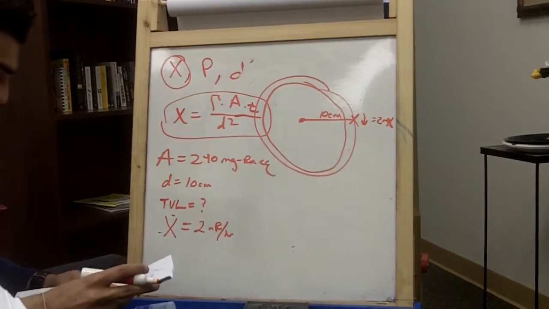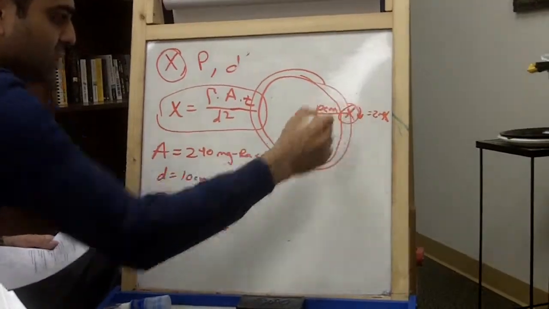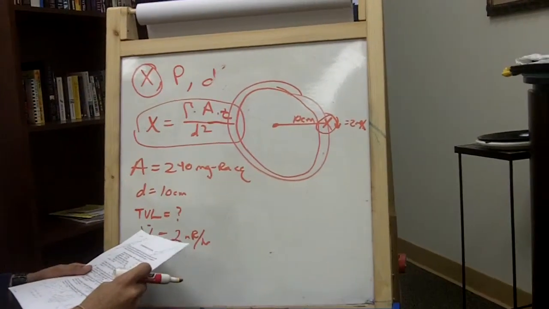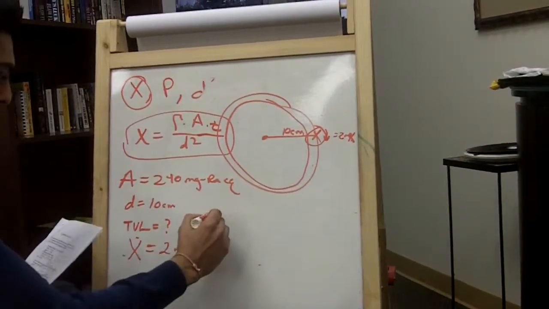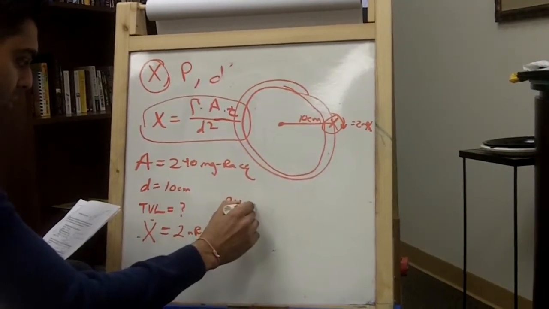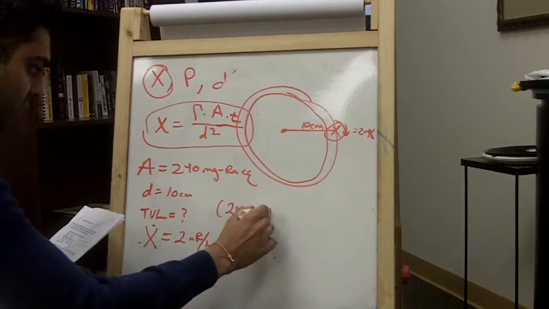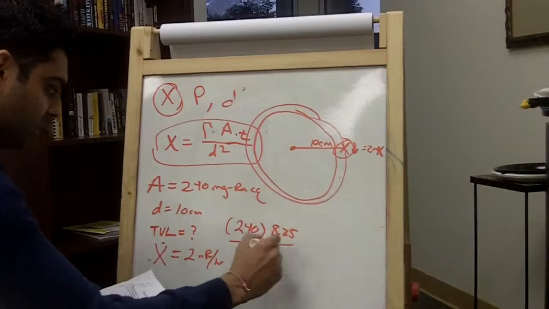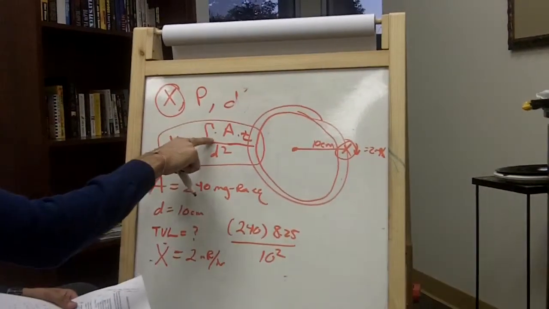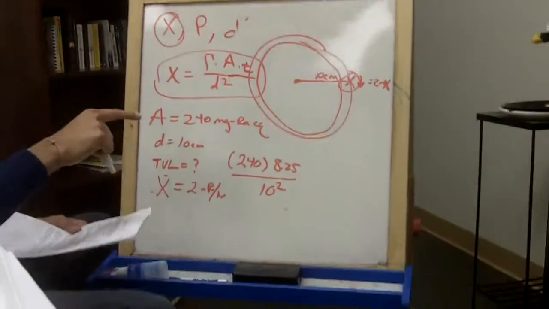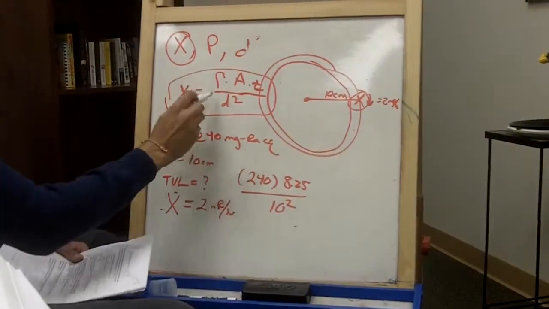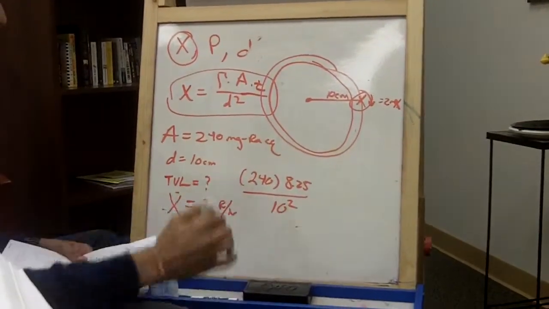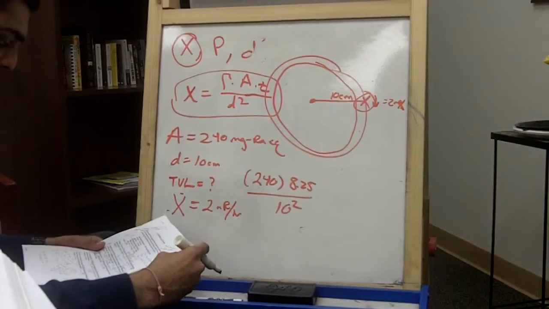So let's solve the first part. How do we get the exposure at that point 10 cm away? We take the 240 times the 8.25, divided by 10 cm squared. Does everyone see how she's doing that? She's using this formula, right? So this is actually flipped. It should be the 8.25 times the 240 over the 10 squared, right?